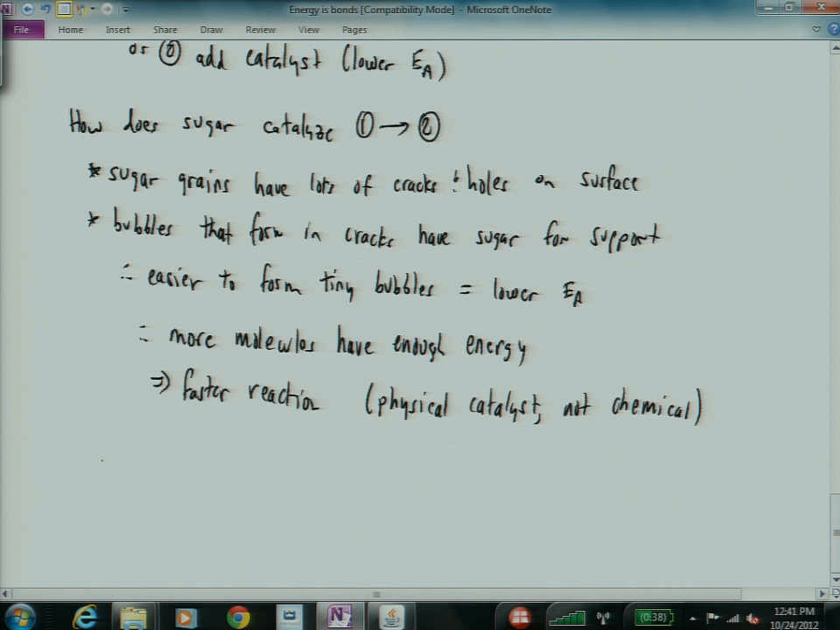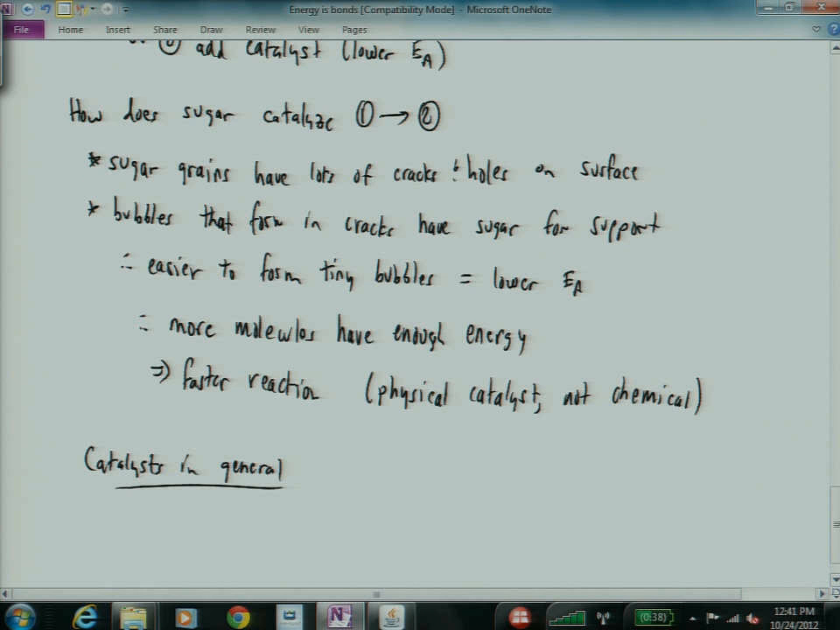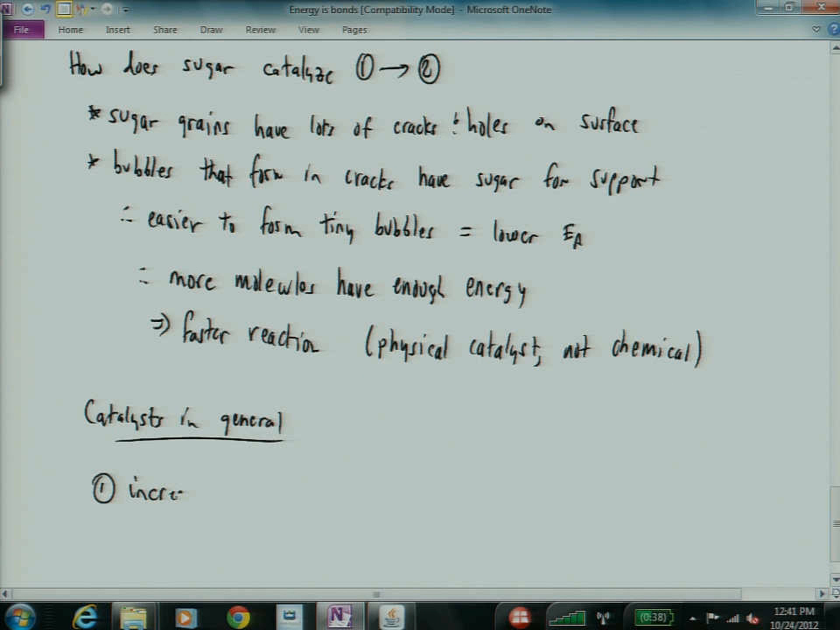So let me say a little bit more about these things in general. Catalysts in general, number one, they increase the rate by changing the reaction pathway. In the case of the sugar, instead of having to form these naked bubbles in the very cold and unforgiving world of water squishing them down, you get to form the bubbles in these little nurseries on the sugar grains. Right? So you're still forming little bubbles.